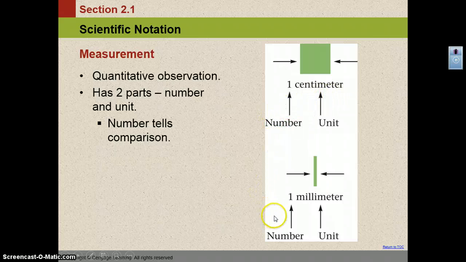As opposed to if I would have just said it's 1 and it being a millimeter unit, you can tell that there's quite a difference in the size of the unit, 10 times as much. So the number tells us a comparison and the unit tells us the scale.